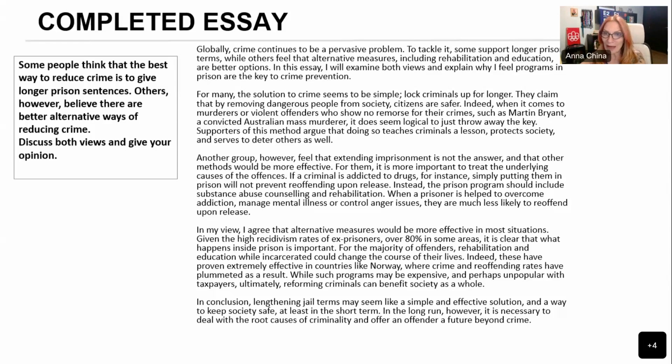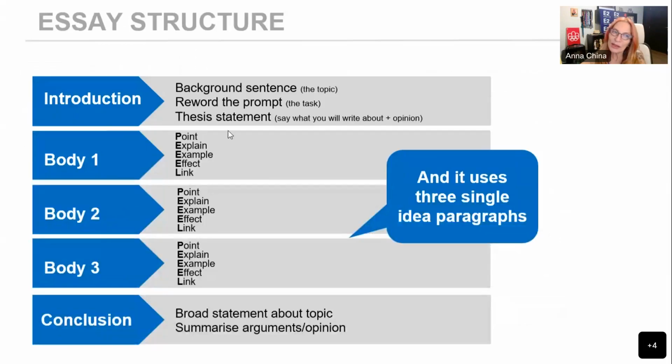Now, what is the impact of this? So after you write your evidence and your statement, you ask yourself this question, what is the impact of this? What is the consequence? And that's how you extend your idea and you produce the effect sentence. Supporters of this method argue that doing so teaches criminals a lesson, protects society, and serves to deter others as well. So if we come back here, when you write your point, you will say, longer prison sentences reduce crime. Why? Because dangerous criminals will not be on the streets. For example, Martin Bryant, a convicted. So what is the result of this? What is the impact of this? Safer society because the very dangerous and violent criminals are off the streets.